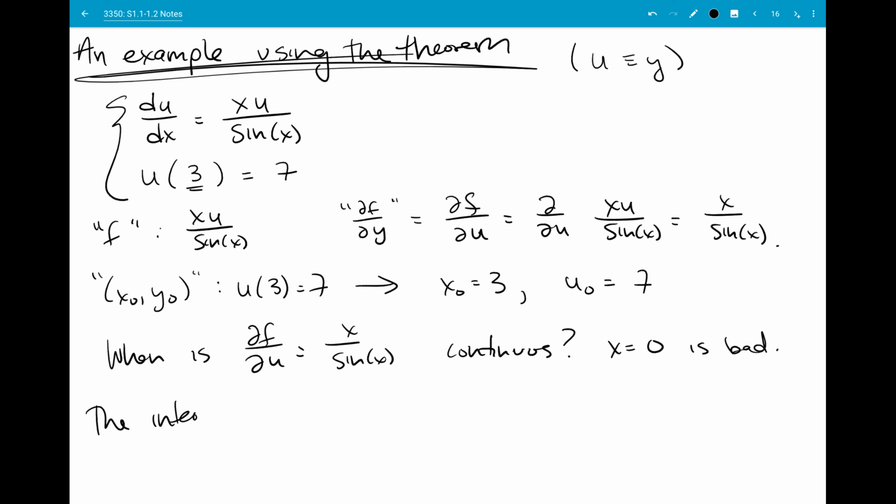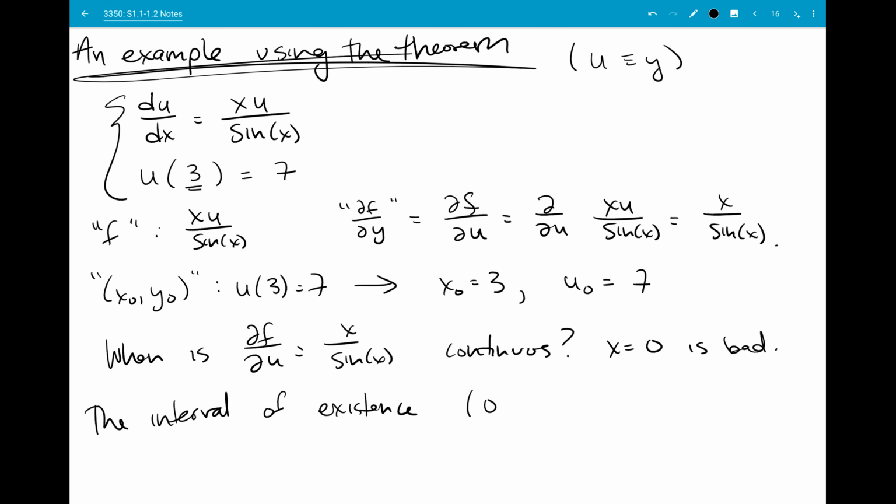So the interval of existence would start at 0, neglect it, and go on forever for my x0 equals 3. If instead I had minus 3, then it could go from negative infinity to, oops, sorry, not to minus 3, to 0. And that would be fine.